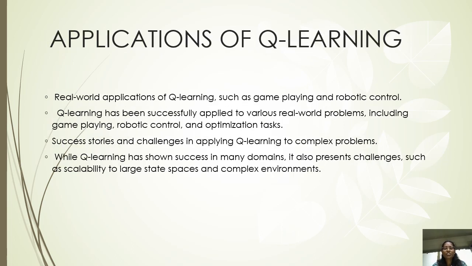Now the applications of Q-learning in the real world, for example, game playing and robotic control. Q-learning has been successfully applied to various real world problems including game playing, robotic control, and optimization tasks. There are also success stories and challenges in applying Q-learning to complex problems.